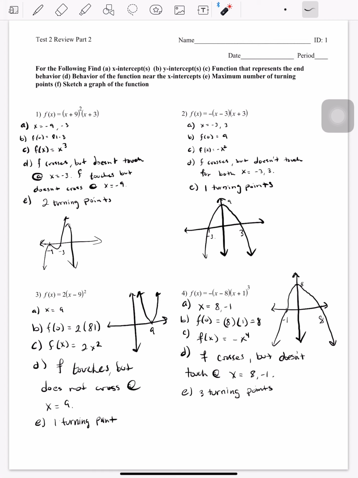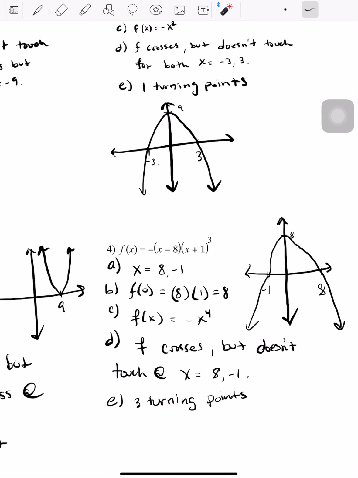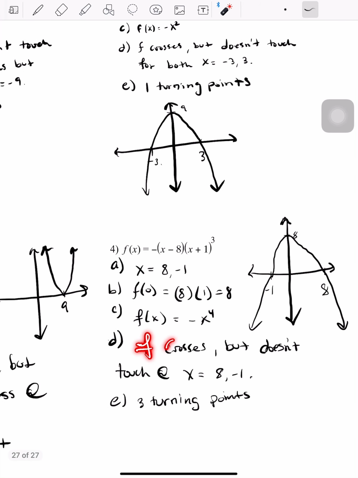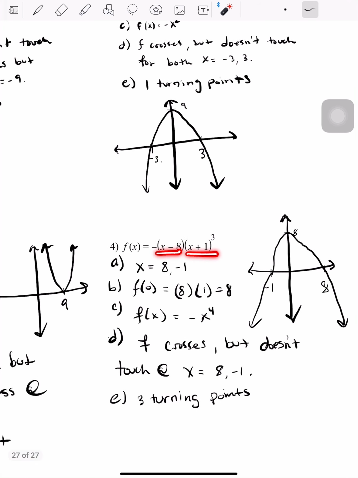Once again, for D, it asks, what is the behavior of the function near the x-intercepts? You have to reference the x-intercepts that you got. You already got those in part A. Now you have to remember the degree. So in this particular case, we have written down f crosses, but doesn't touch, at both x equals 8 and -1, because what is the multiplicity of each of these?